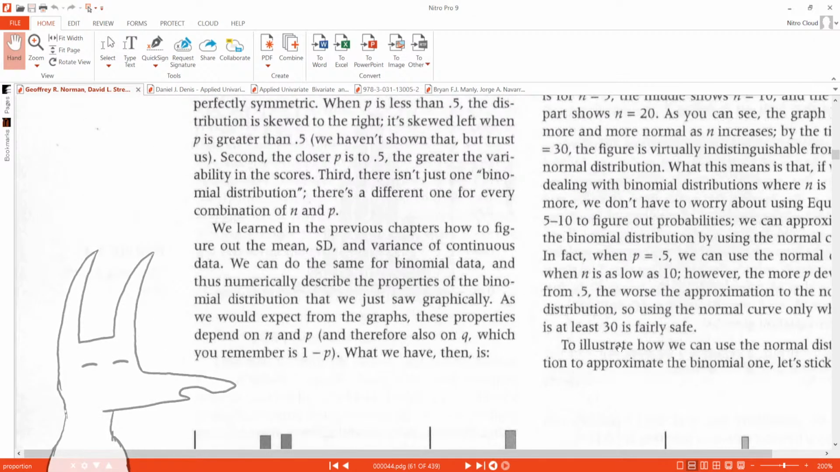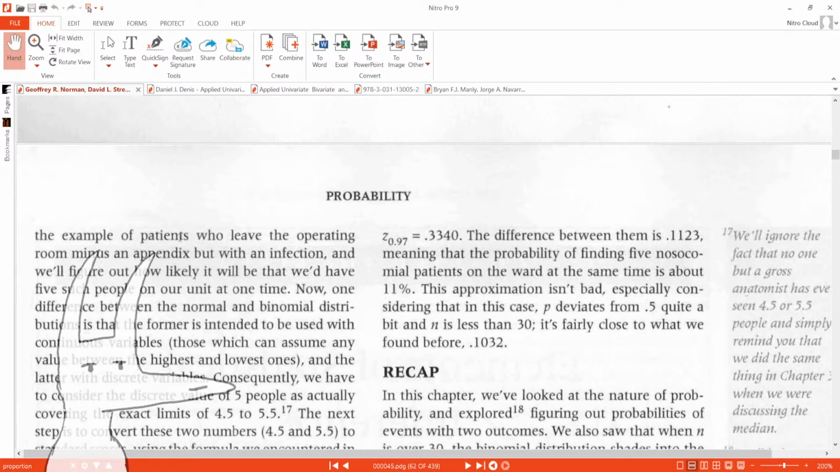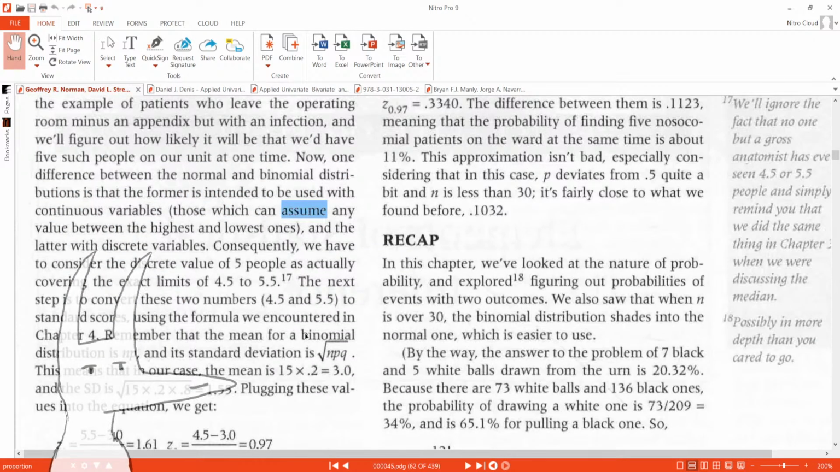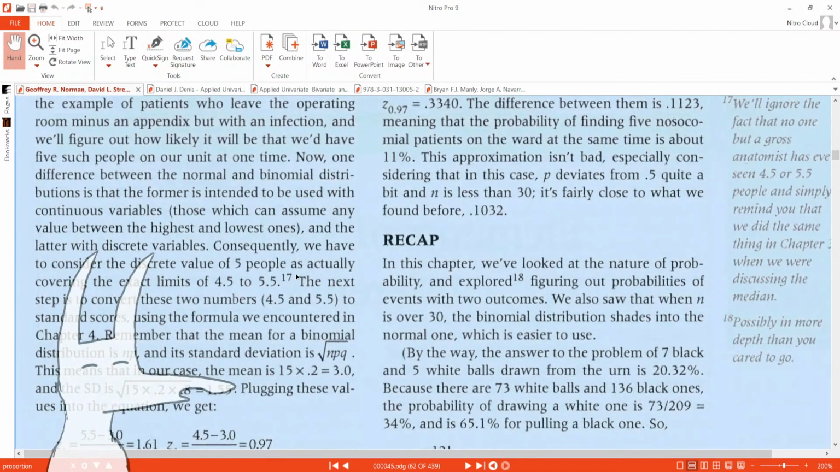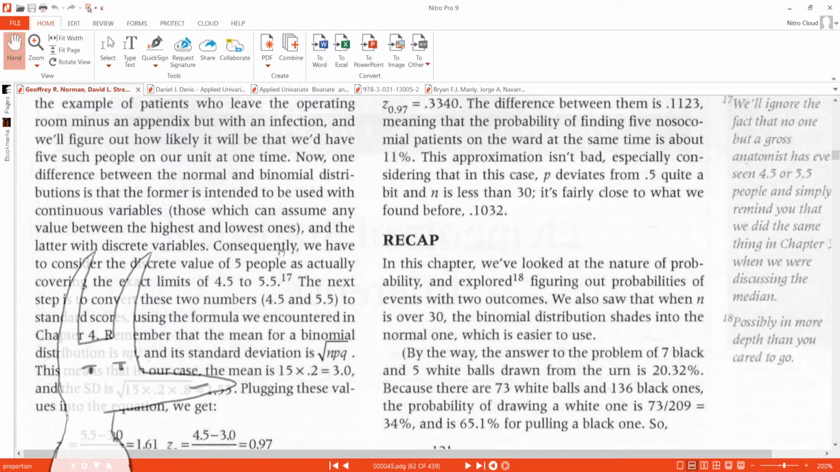To illustrate how you can use the normal distribution to approximate the binomial one, let's stick with an example of patients who leave the operating room minus an appendix but with an infection, and we'll figure out how likely it will be that we'd have 5 such people on our unit at one time. Now, one difference between the normal and binomial distribution is that the former is intended to be used with continuous variables and the latter with discrete variables. Consequently, we have to consider the discrete value of 5 people as actually covering the exact limits of 4.5 to 5.5. The next step is to convert these two numbers to standard scores.